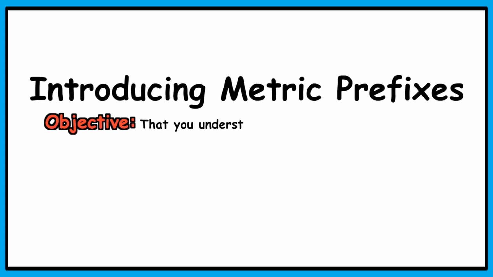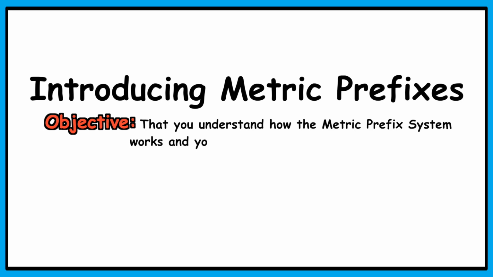Today we're going to discuss metric prefixes, or the metric prefix system. This is a system that is used to measure and express the size or value of measurements in different units. It is an important concept in science, particularly in chemistry and physics. My objective for you on this video is that you understand how the metric prefix system works and you're able to use it in various scientific calculations or unit conversions.